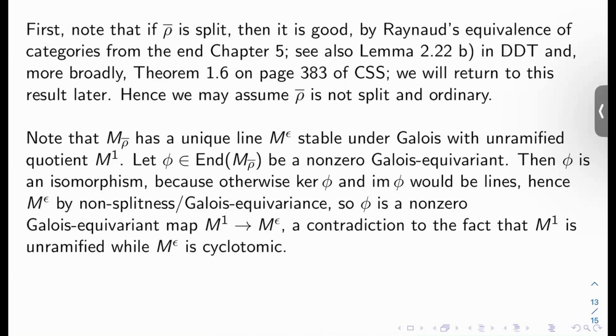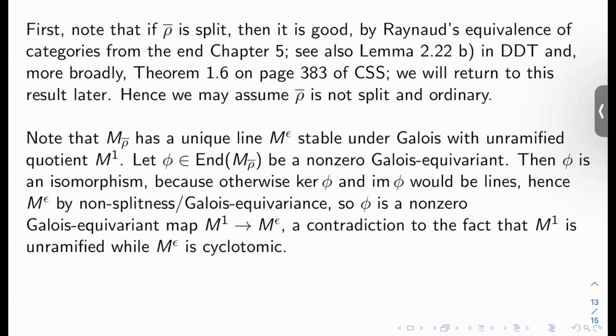Okay. Let's note that M rho bar, the representation space, has a unique Galois-stable line M epsilon with unramified quotient M1. Let phi in End of M rho bar be a non-zero Galois equivariant map. Then phi is an isomorphism, it turns out, just by being a non-zero Galois equivariant endomorphism. The reason is, otherwise, the kernel and the image of the map would be lines. Well, then they would have to be M epsilon because we're not split and Galois equivariant. So that's a quick little exercise. So phi is a non-zero Galois equivariant map from M1 to M epsilon. Well, that obviously can't be true. This is unramified. This is cyclotomic.